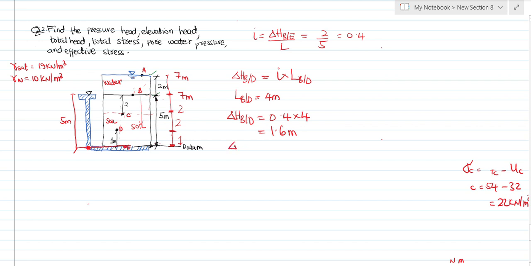So we also know that the head loss between B and D will be equal to the head at B minus the head at what? D, right? And this is 1.6, which is equal to head at B is what? 7. We are looking for head at D. So the head at D will be equal to 7 minus 1.6, and that is head at D will be equal to 5.4 meters. Let me verify with my calculator. So 7 minus 1.6 is 5.4.